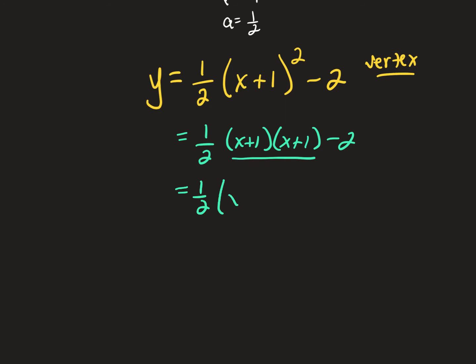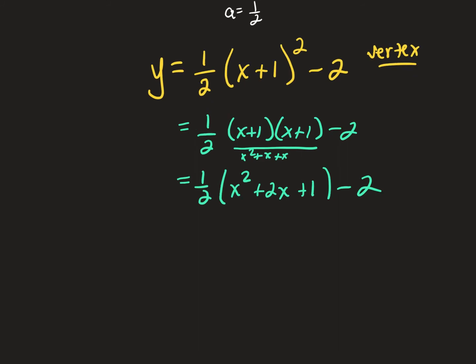What's x times x? x squared. Then I have x times 1, which is x. And then I have 1 times x, then x. So that gives me how many x's? 2 x's. And then I have 1 times 1 is 1. Minus 2. Now what do I do first?